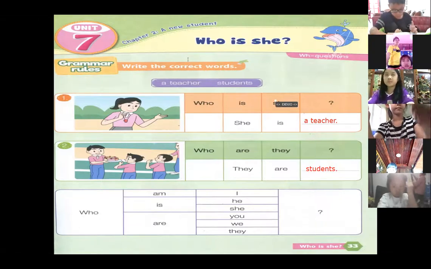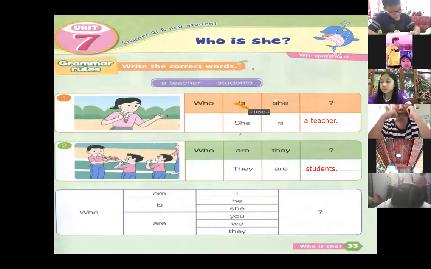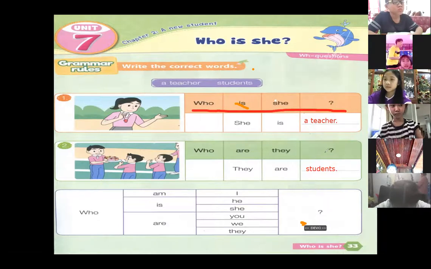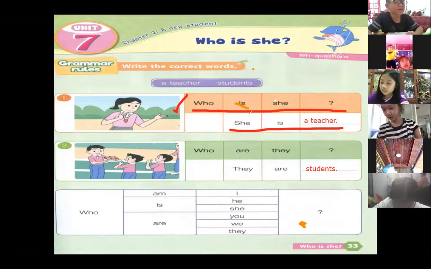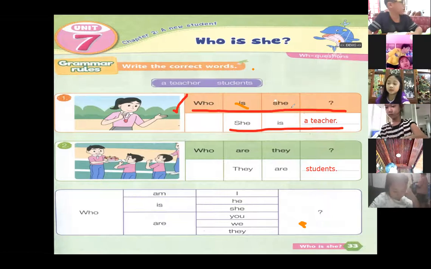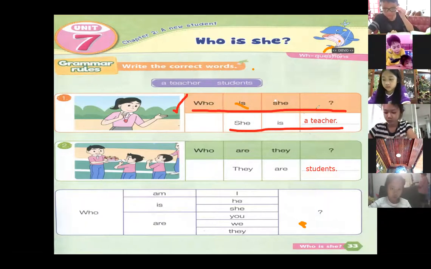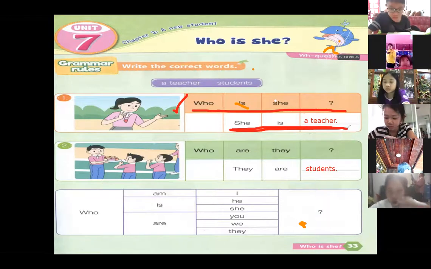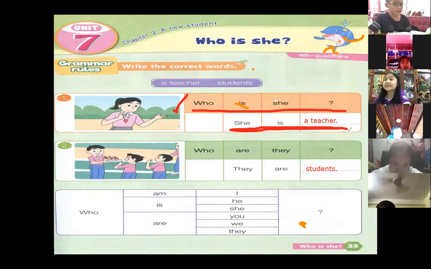Okay, who can read number one? I want to call Pravya. Pravya, turn on your microphone, please. Can you read this? I underline it with red. Who is she? Okay, and then this one, what's the answer? She is. Okay, thank you so much.